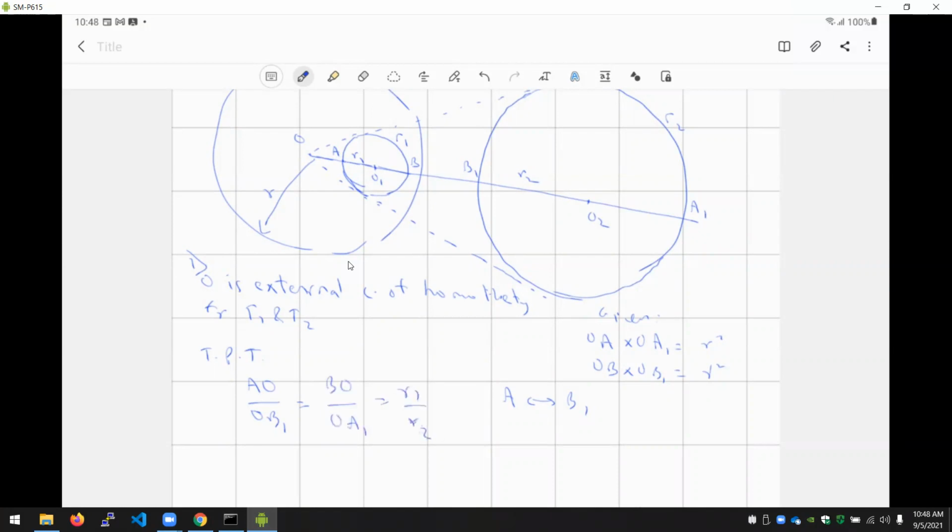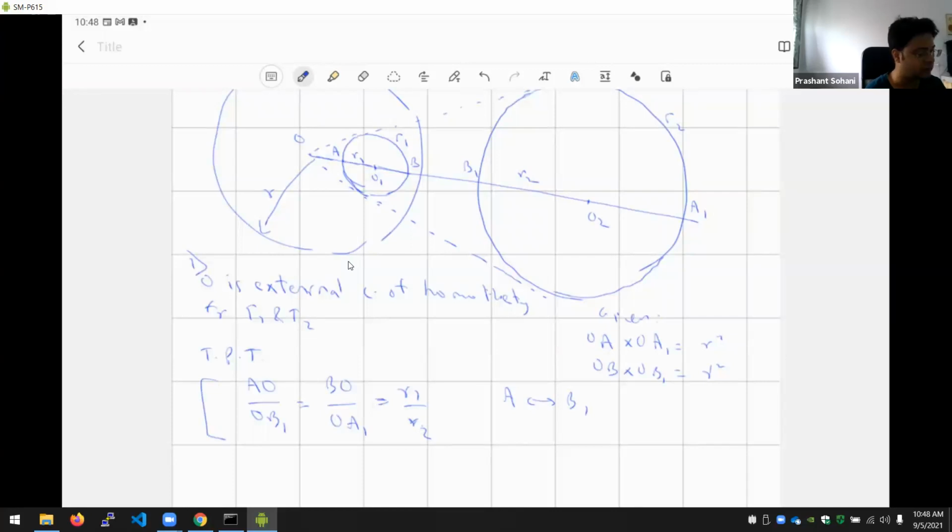That is correct. So if we show all of these three things, then we have proven that O is the point we are interested in. As it turns out, we don't have to show both of them. Even if we show one of them, that is enough. So if we show AO upon OB1 equal to R1 upon R2, then also we are done. Because there is only going to be a unique point on this line which has the ratio R1 upon R2, and that has to be the center of homothety.